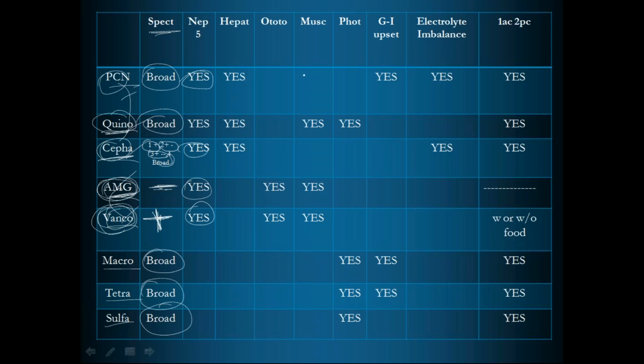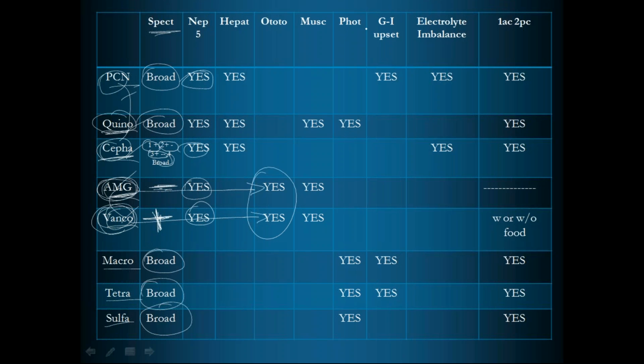Other things that we have, the ototoxicity. Ototoxicity, we were talking about the aminoglucosides, right? But the vancomycin is going to be ototoxic too. From all these medications, these two are going to be having ototoxicity.